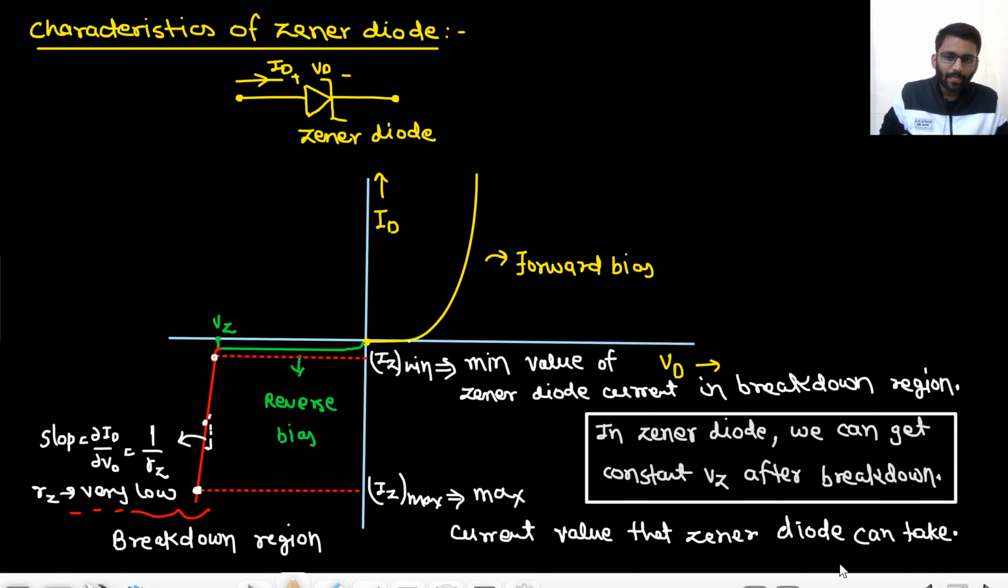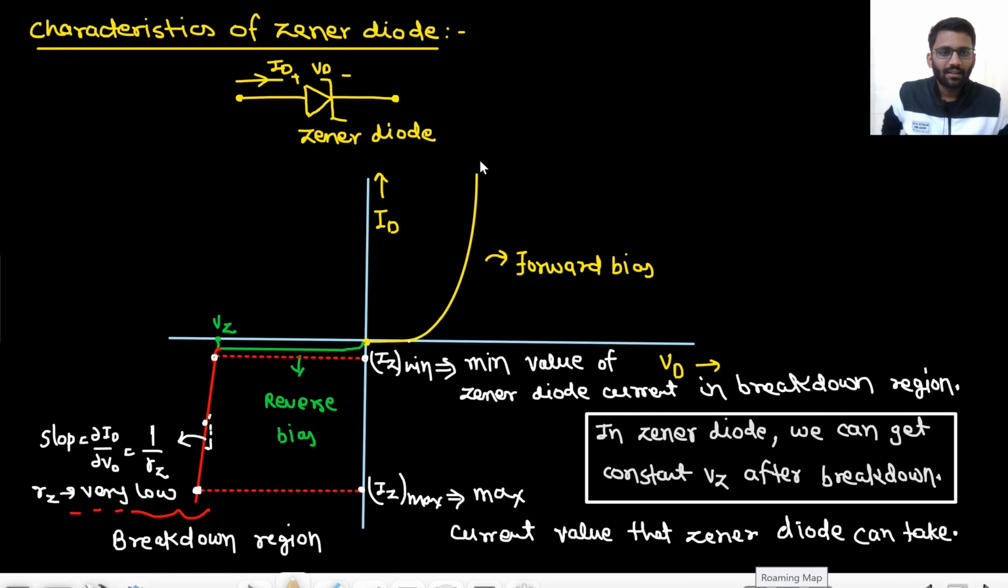Okay. There are two terms, IZ minimum and IZ maximum. IZ minimum is the minimum value a diode will have. That means if the diode is in breakdown, this is the minimum current it should have. And what is IZ max? The maximum value a diode can take. Let's talk about this point more. What do I mean by IZ minimum?